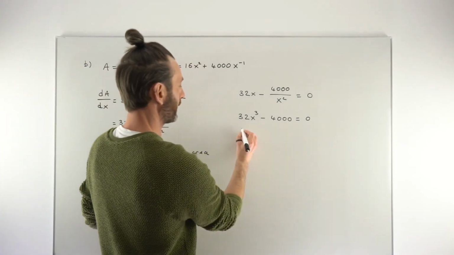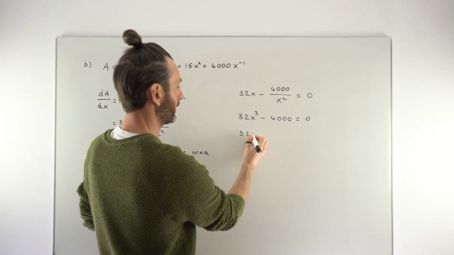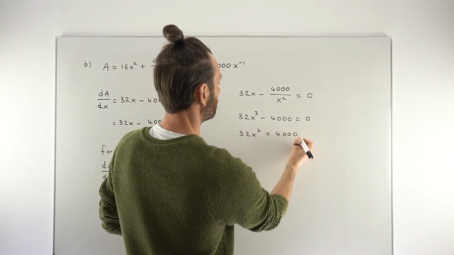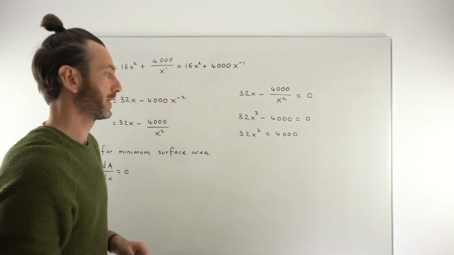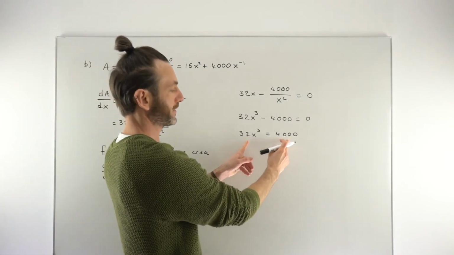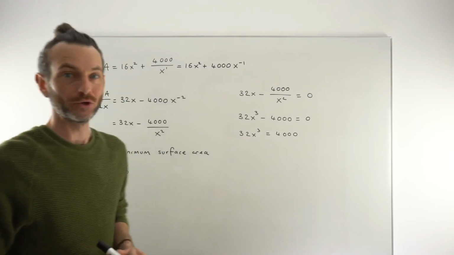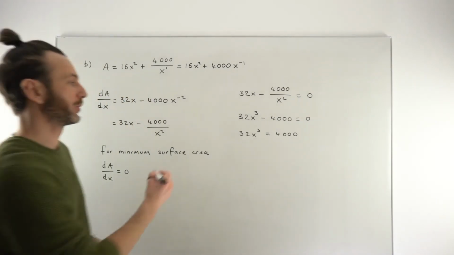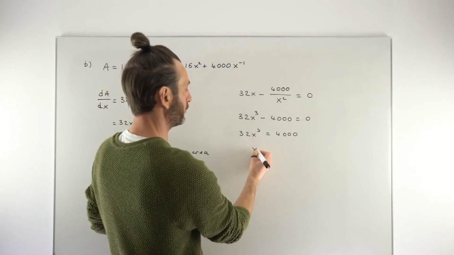Well, in this case, I think we should take the 4,000 to the other side. So 32x cubed equals 4,000. And in a question like this, when you get to this point, you would expect these numbers to divide down to quite a friendly number. In this case, if we divide them down, using a calculator, they come down to 125.